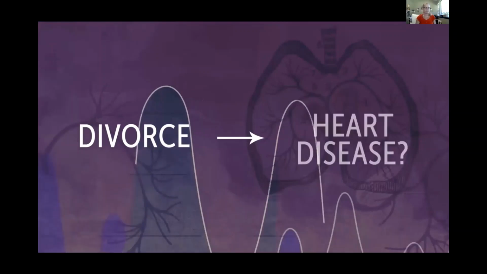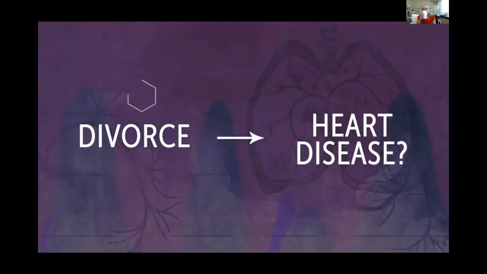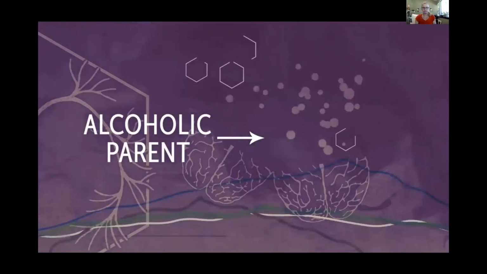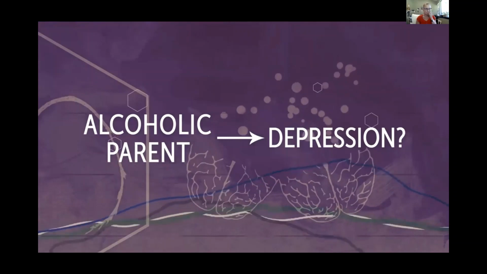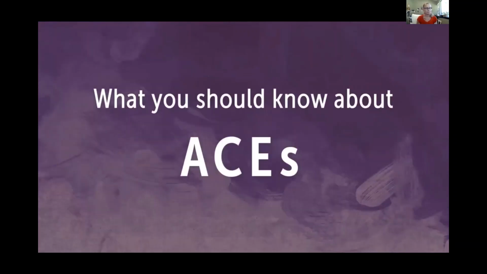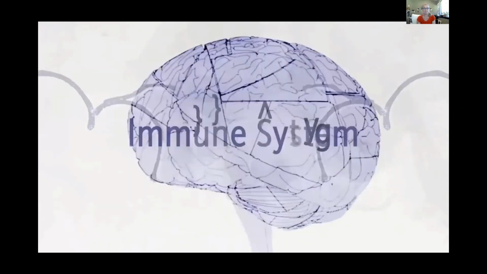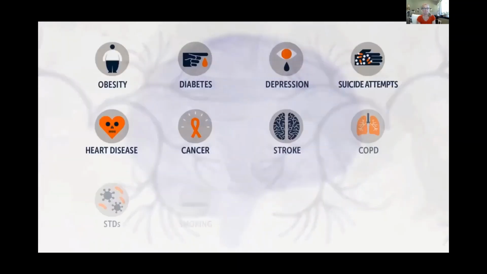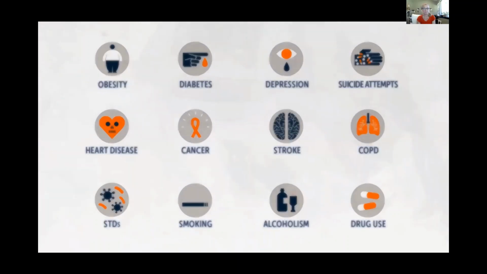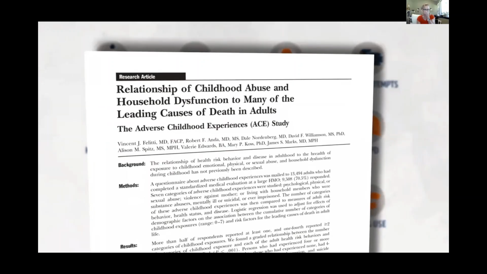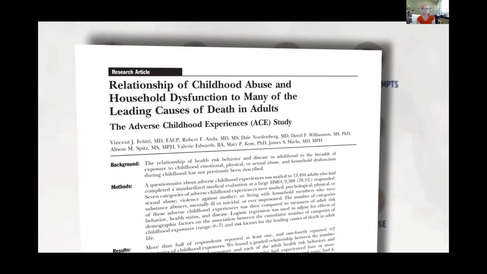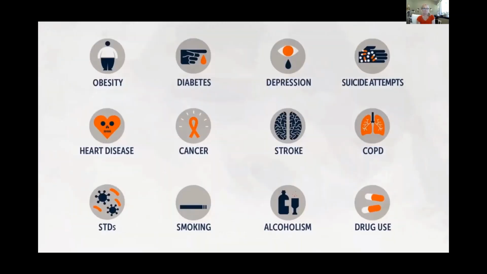What does your parents' divorce have to do with your risk for heart disease? If your mother had a drinking problem when you were growing up, are you more likely to suffer from depression as an adult? Here's what you should know about ACEs. ACEs stand for Adverse Childhood Experiences, extremely stressful events that can happen to a child growing up. Some experiences are so stressful that they can alter brain development, as well as the immune system, increasing the risk of lifelong health and social problems in adulthood. The term comes from the Adverse Childhood Experiences Study, landmark research that shed new light on the root cause of everything from stroke and liver disease to substance abuse and mental illness.